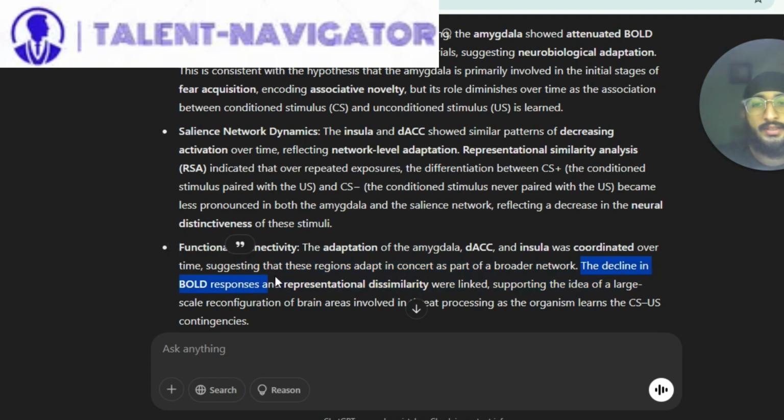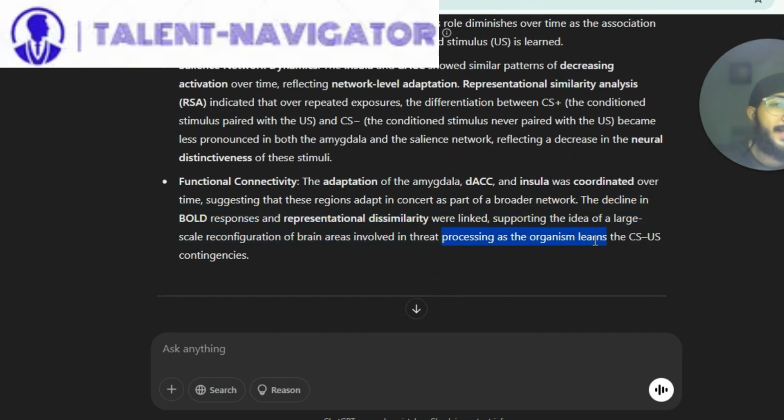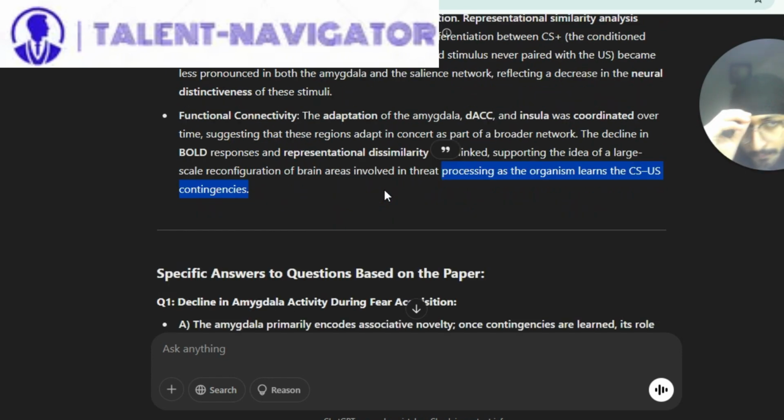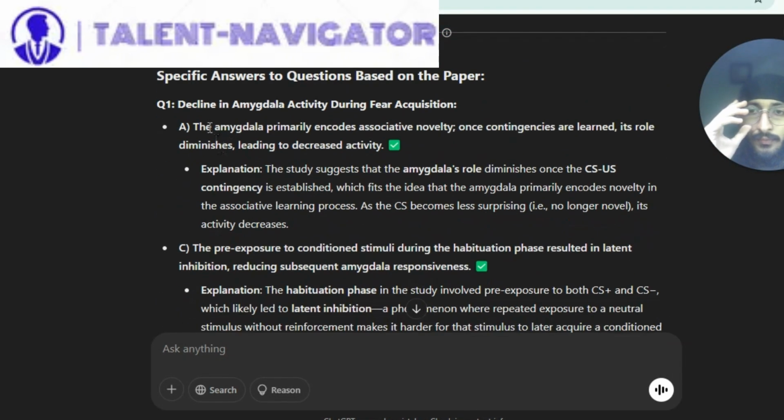The decline in BOLD responses and representational dissimilarity were linked, supporting the idea of a large-scale reconfiguration of brain areas involved in threat processing as the organism learns the CS-US contingencies. Now, decline in amygdala activity during fear acquisition. The amygdala primarily encodes associative novelty. Once contingencies are learned, its role diminishes, leading to decreased activity, is correct.